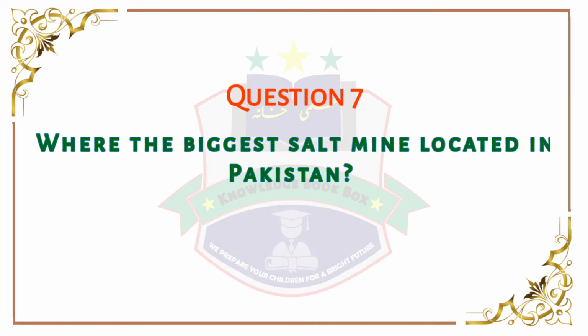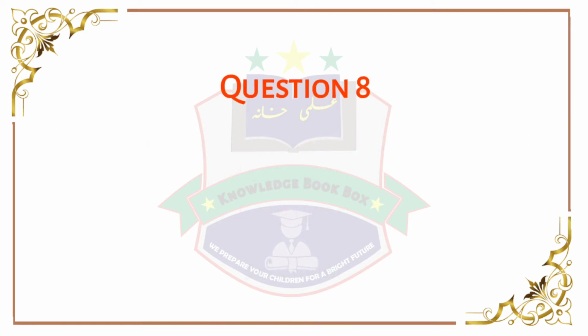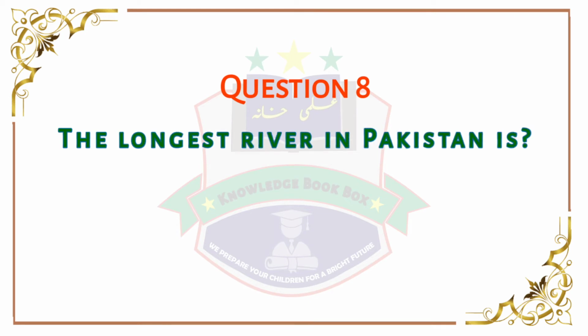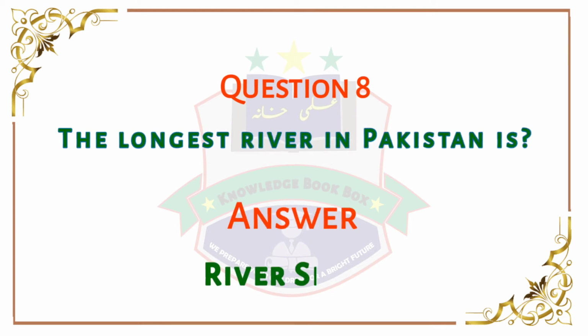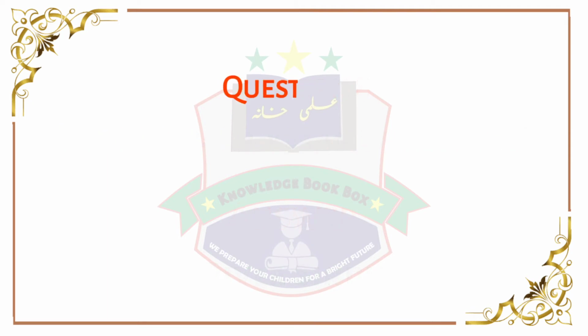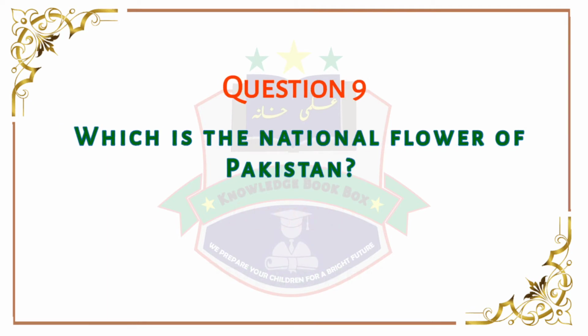Question number 7. Where is the biggest salt mine located in Pakistan? Answer: Jhelum. Question number 8. The longest river in Pakistan is? Answer: River Sindh. Question number 9. Which is the national flower of Pakistan? Answer: Jasmine.